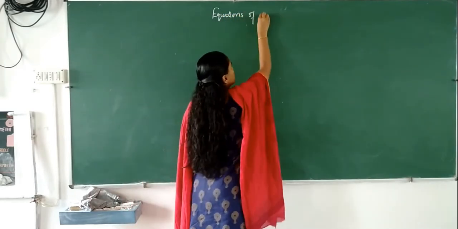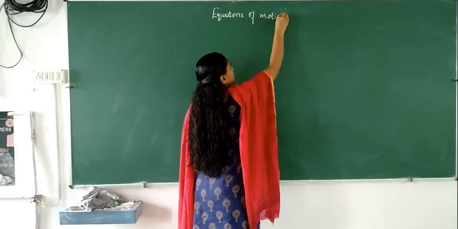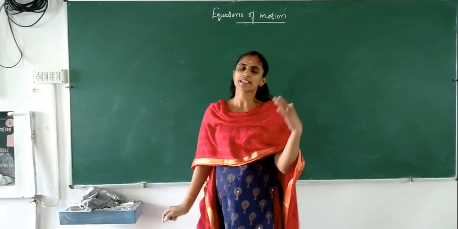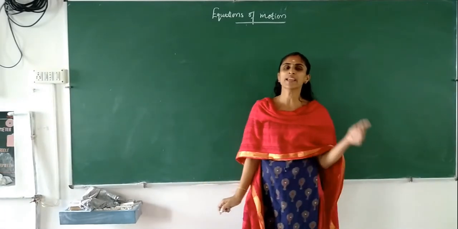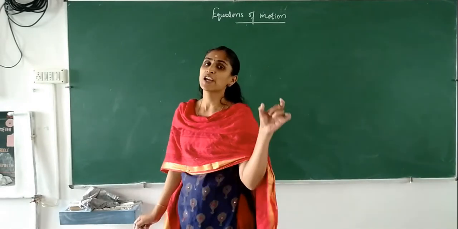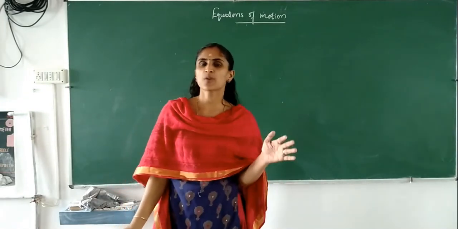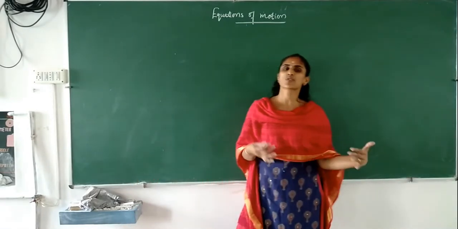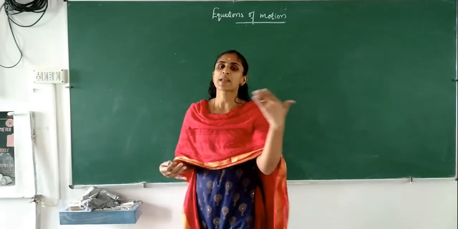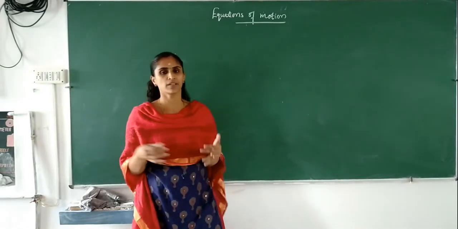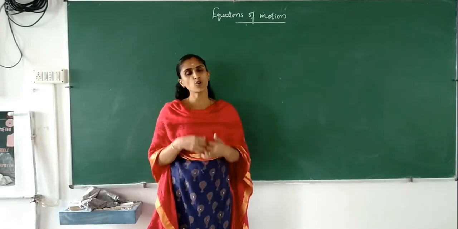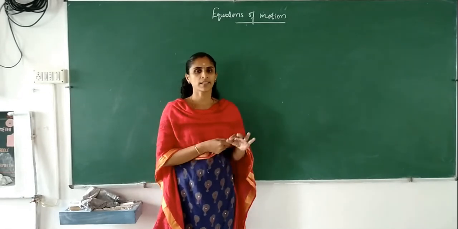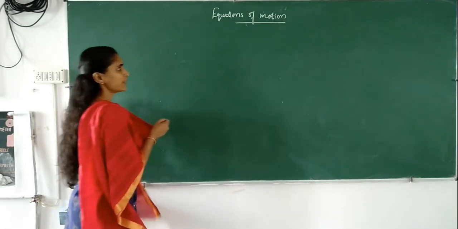Now we will discuss equations of motion for uniform acceleration. These equations of motion are applicable only if an object is in uniform acceleration. When an object is in uniform acceleration, we can get a relation between initial velocity, final velocity, the displacement of the object and time. Those relations are known as equations of motion. Okay, is it clear?